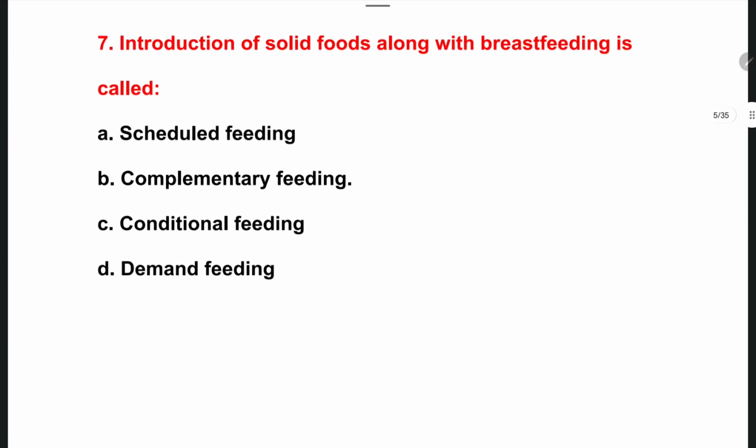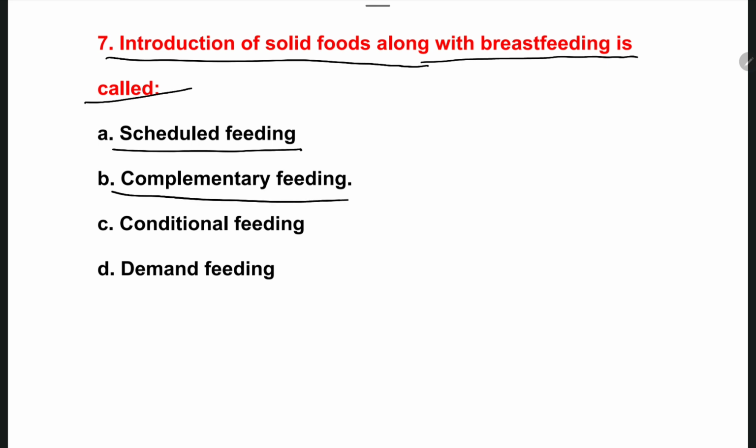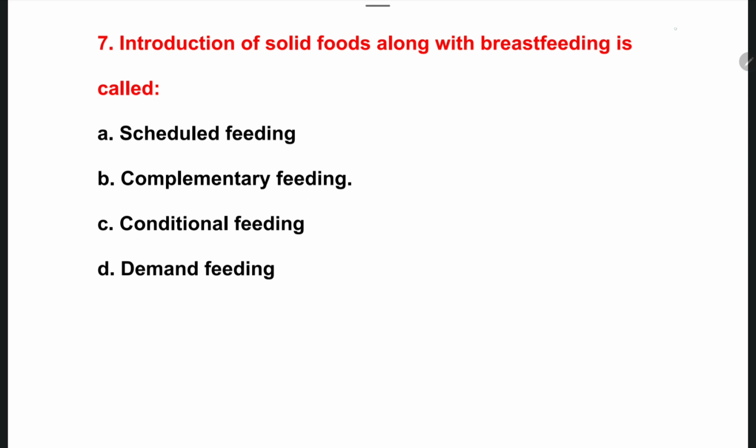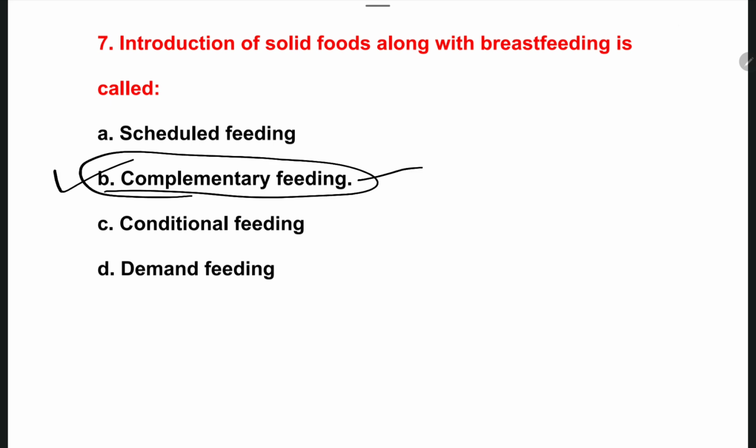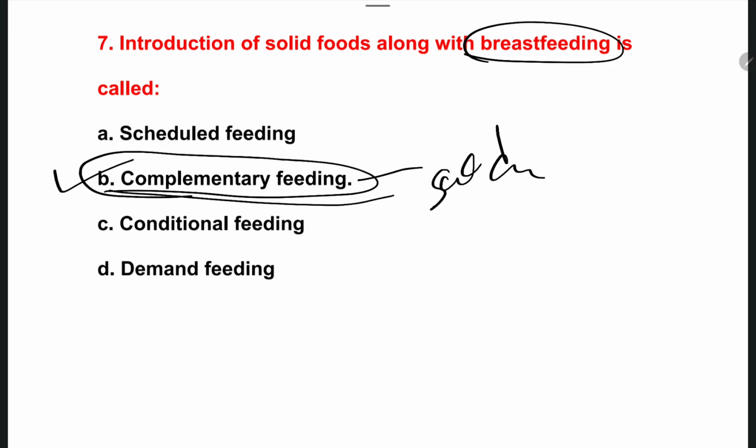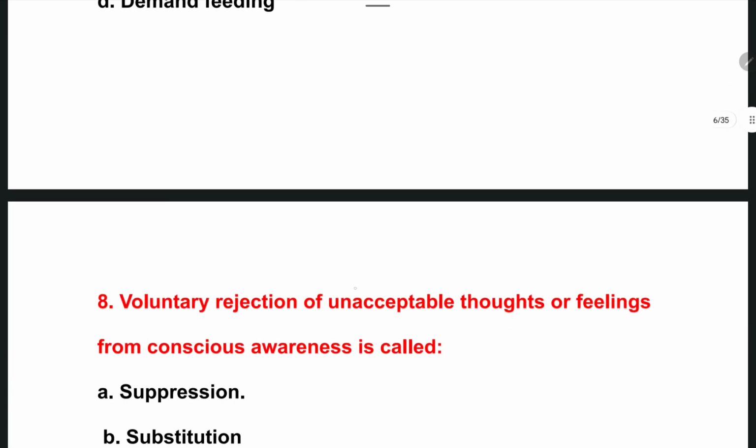The next one is: the introduction of solid foods along with the breastfeeding is called scheduled feeding, complementary feeding, conditional feeding, demand feeding. The right one is option B, complementary feeding. So along with the breastfeeding, we will give some solid food. It is nothing but complementary feeding, additional feeding for the baby.